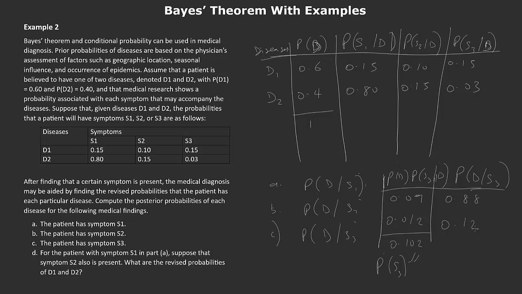So let's move on to the fourth question. The fourth question is a bit interesting. It says, for the patient with symptom S1 in part A, suppose that symptom S2 is also present. What are the revised probabilities of D1 and D2? So this one is stating that imagine we have detected symptom 1 and we now confirm again that symptom 2 is present. What will be the revised probabilities?